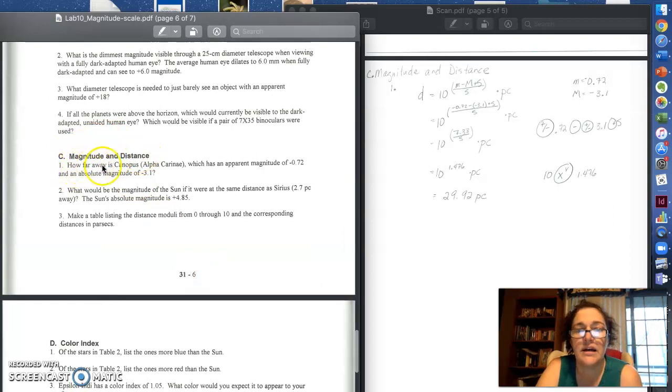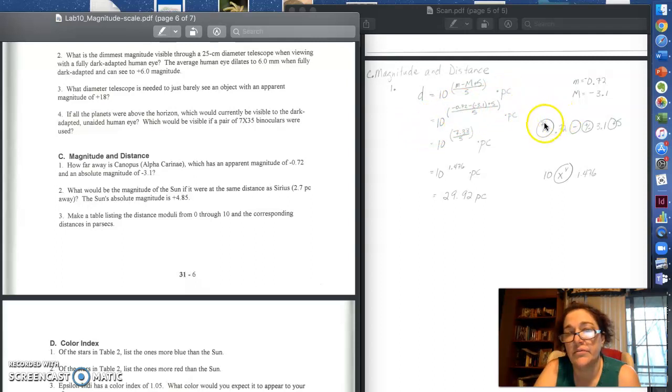Magnitude and distance. How far away is Canopus, which has an apparent magnitude of negative 0.72 and an absolute magnitude of negative 3.1? So distance modulus. This is where we're finally beginning to look at how far away something is. We've been working toward this for 3 chapters. So the distance equals 10 to the power of apparent magnitude minus absolute magnitude plus 5, divided by 5, and that's in the units of parsecs.